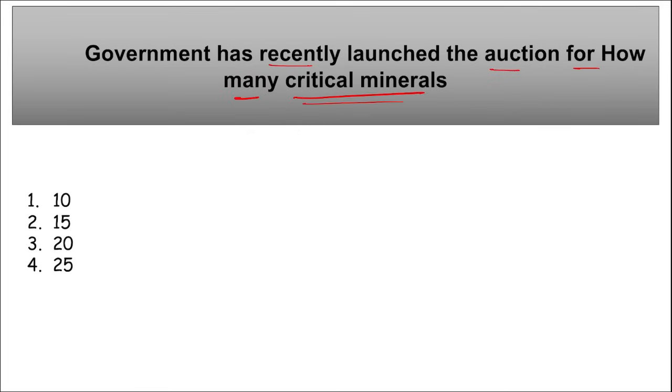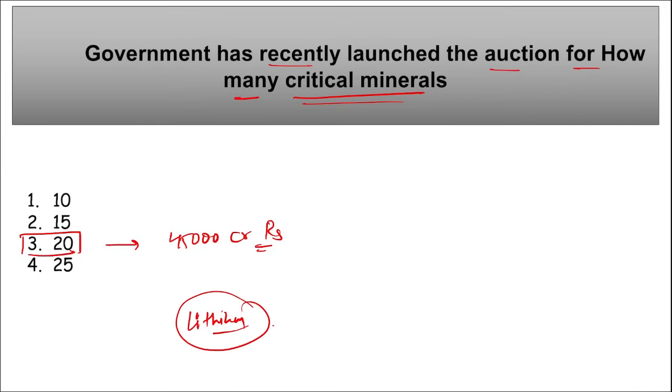Next, the government has recently launched an auction for how many critical minerals? The government has recently announced the launch of an auction of 20 critical minerals, worth around 45,000 crore rupees. Right? These 12 blocks are on sale across various states that include Chhattisgarh, UP, Tamil Nadu, Odisha, Jharkhand, Bihar, etc. And this also includes lithium that was recently found in Jammu and Kashmir.